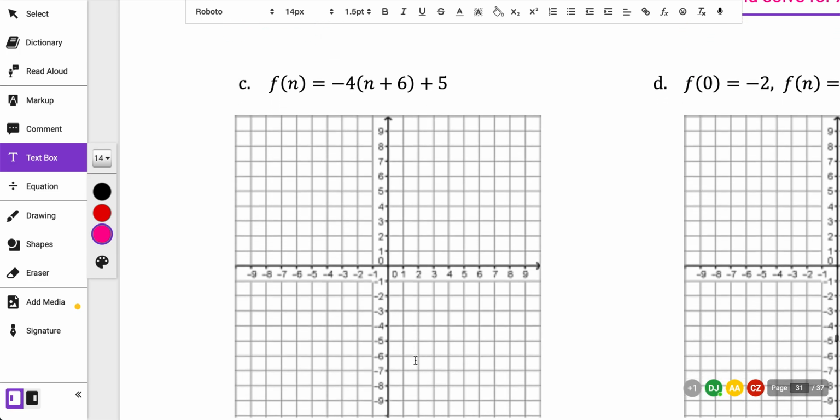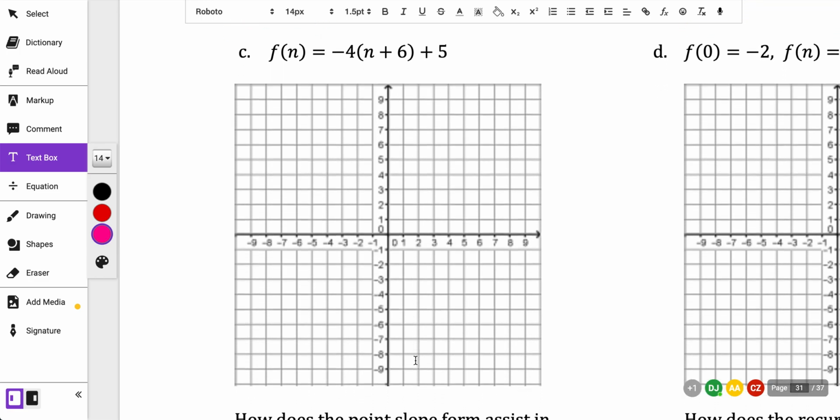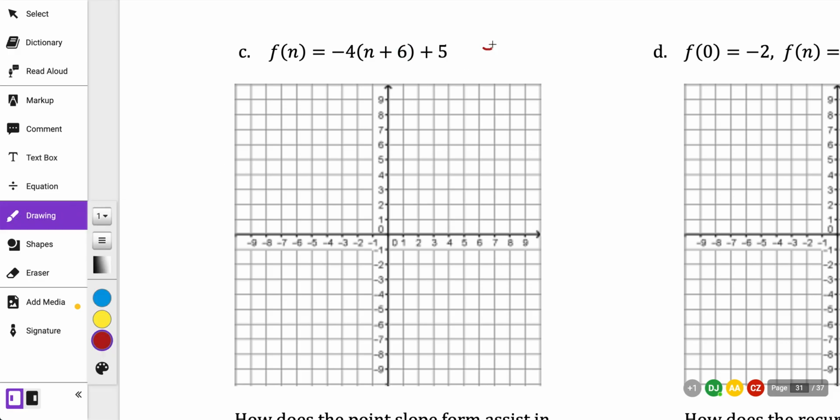Now we have point-slope form. In point-slope form, we need to identify what the point is. And it's always the opposite. So this is +6, so that's my x value. It's actually going to be -6, comma, +5. So we're going to start by plotting that point of -6, comma, +5 right here. And then we're going to use our slope of -4 to find additional points.